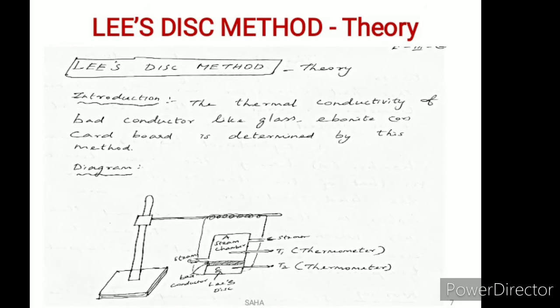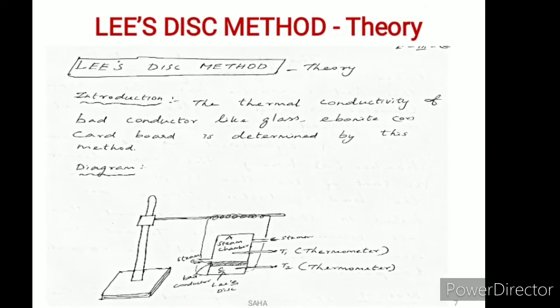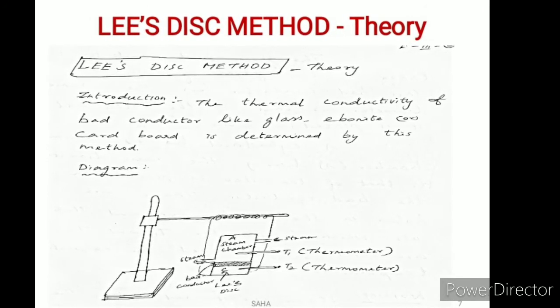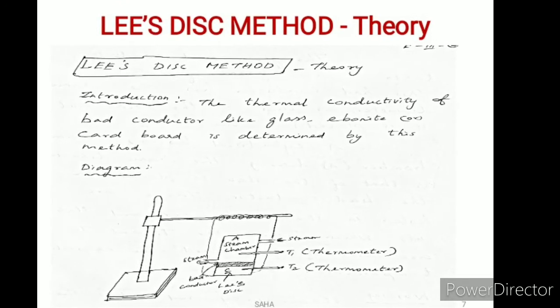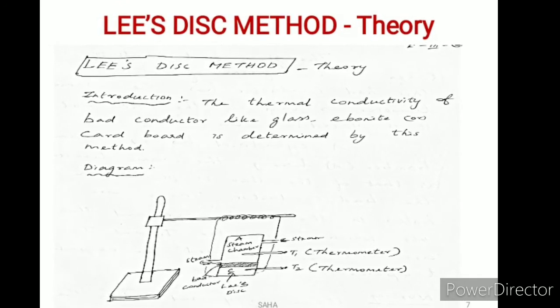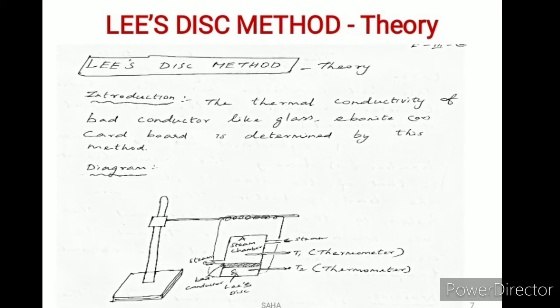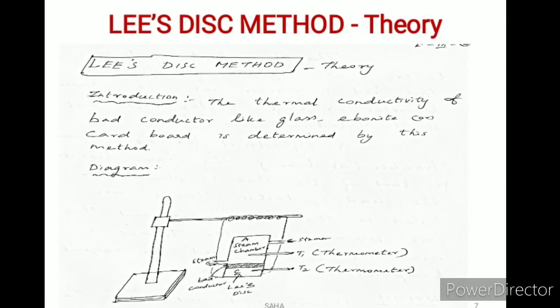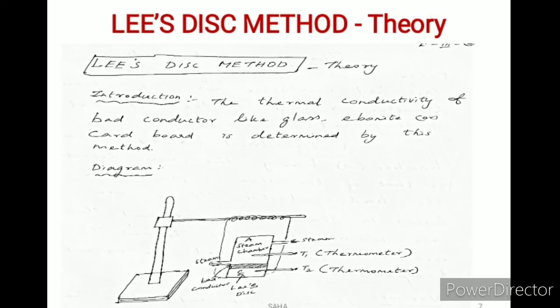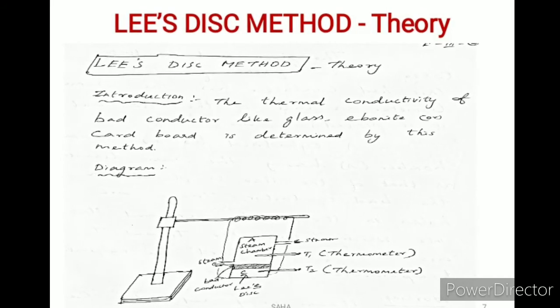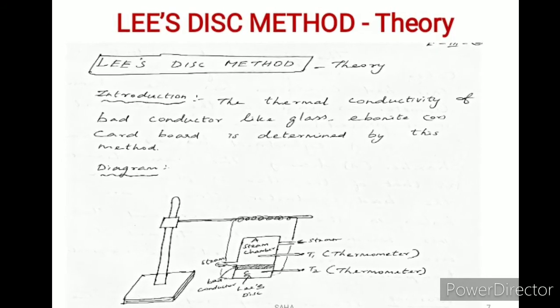In this diagram we can see the stand with a clamp, the clamp having a steel wire, and that steel wire holding three parts. One is the steam chamber, A, and Lee's disc, and in the gap between the steam chamber and Lee's disc, the bad conductor is there.